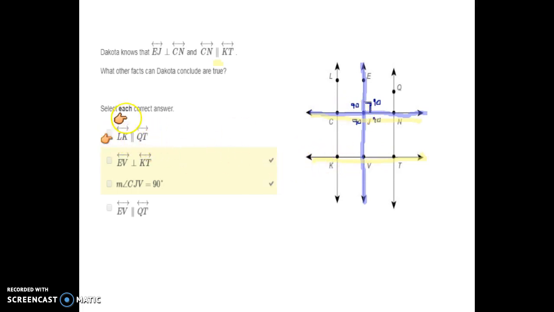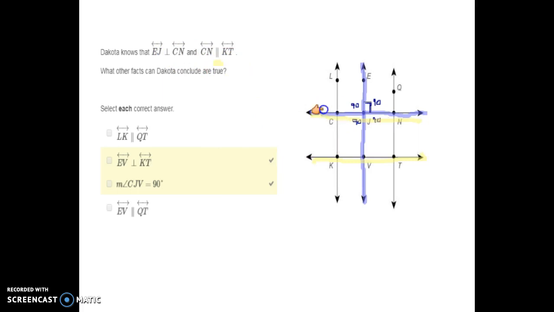They're asking us to select each answer. In the OHS, when they say each answer, that means there's usually more than one. So let's take a look. LK, here's LK, this line right here, and QT. A lot of students usually check that as correct. It looks like they might be parallel, but you have to go by just the information they've given you.